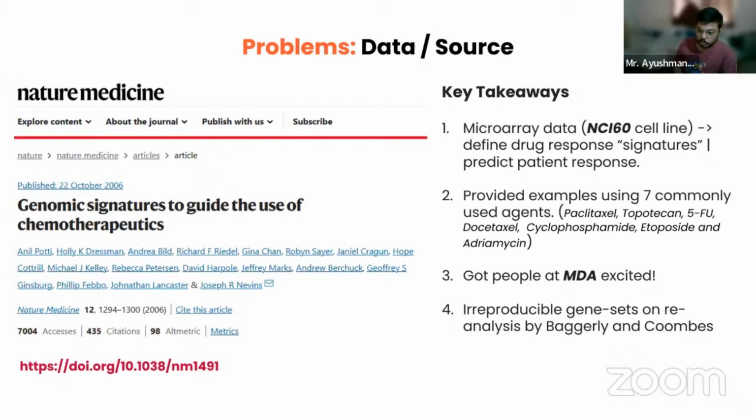So when the paper was published, these results got a lot of people really excited at the FDA, which is the regulating body for drug development and release. But when Baggerly and Coombes reanalyzed their data, they were not able to find similar results.